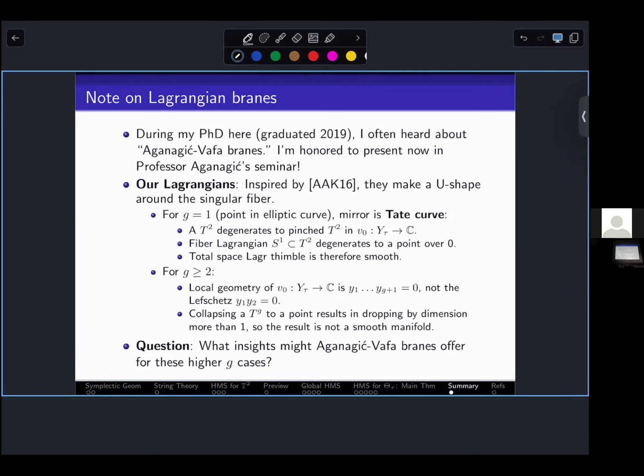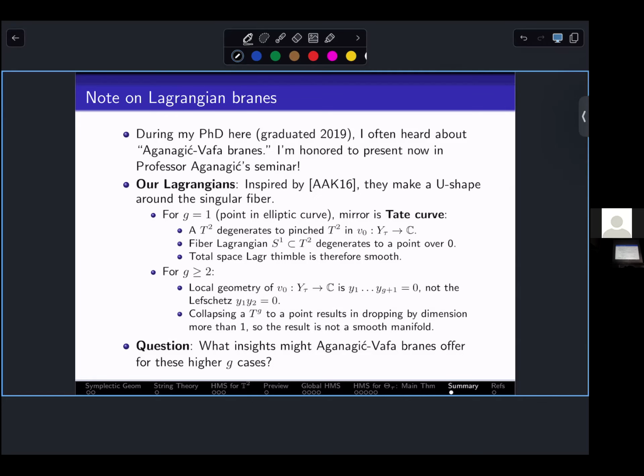Usually you have thimbles that go straight to your singular fiber. You can do that when G is 1. So the mirror, when G is 1, if you think about it as a hypersurface and an elliptic curve, the mirror is a Tate curve. You have a T2 degenerating to a pinch T2. And in that case, if you take a fiber, it's an S1, and so you can just degenerate it to 0. You have something one-dimensional going to something 0-dimensional. The whole thing is smooth.